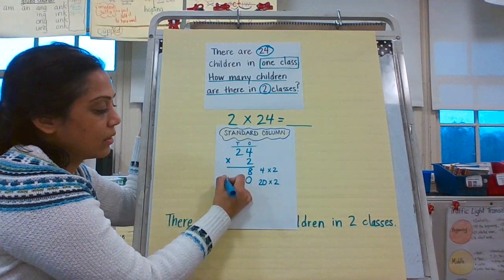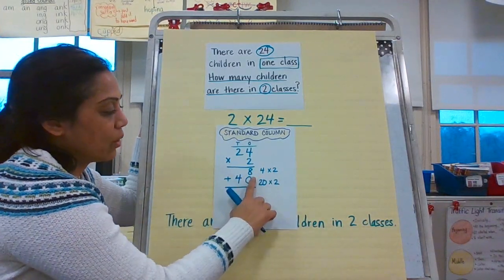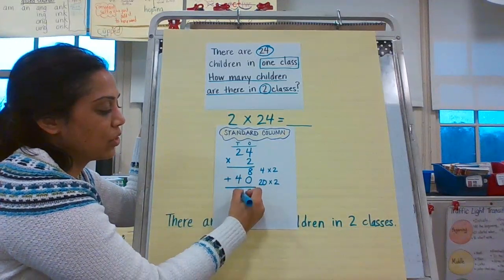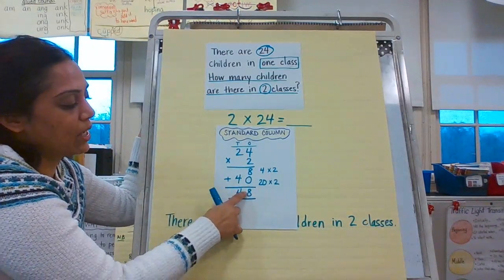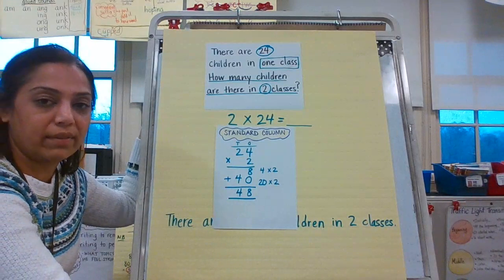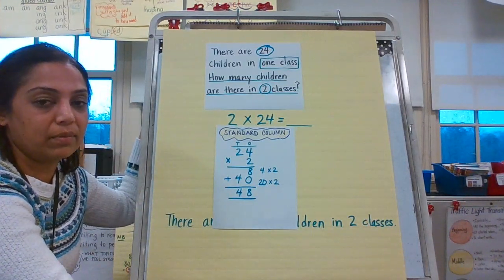And then I add. And when I add, I get 8 plus 0 is 8. And 4 plus 0 is just 4. This line signals I'm ready to write the answer. And when you write a line at the bottom, that means that that's the final answer. So this is 48 using standard column.